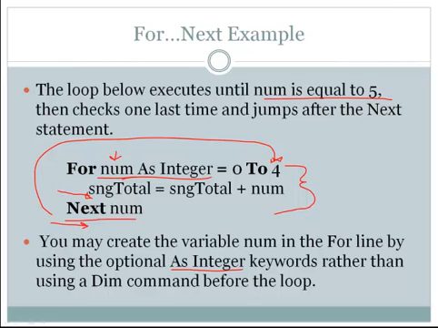So if you need this num value after your for loop, you want to declare it outside of the for loop, above it in code. So you would have dim num as integer, and then in the for loop, for num equals 0 to 4.